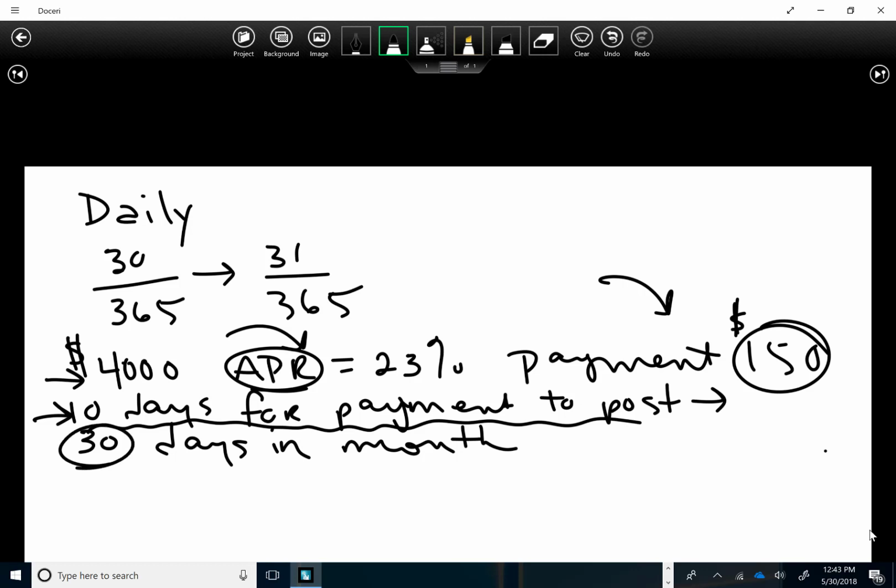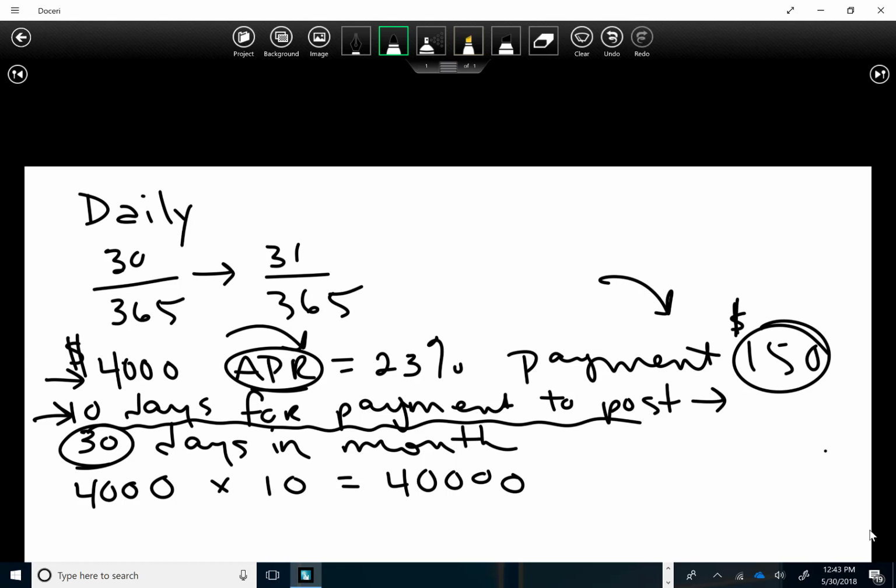When we look at this, we have a balance of $4,000, and it's $4,000 for 10 days. So we could say 4,000 plus 4,000 plus 4,000 plus 4,000. We could do that 10 times, or we could just say times 10, because remember, we are working on an average for the balance. So that's the same as adding up 4,000 10 times.